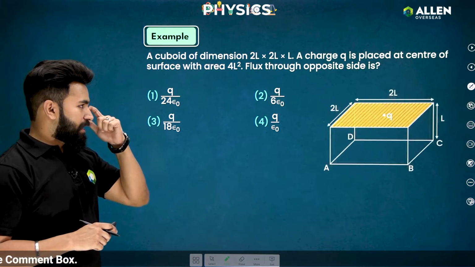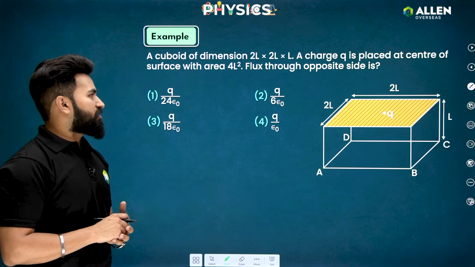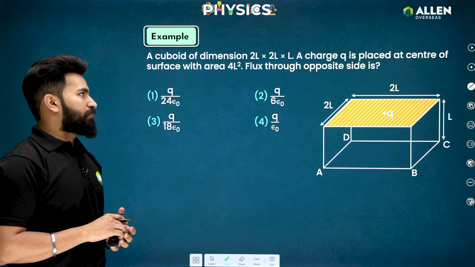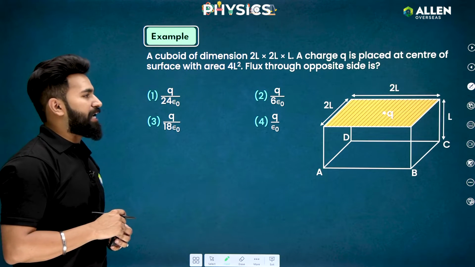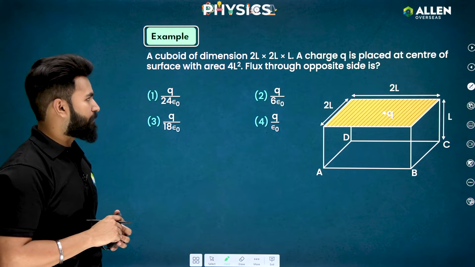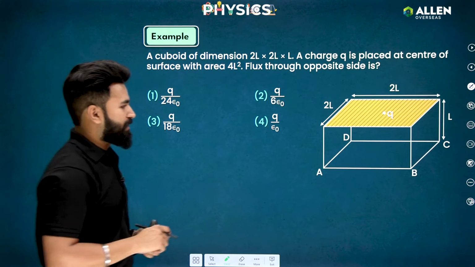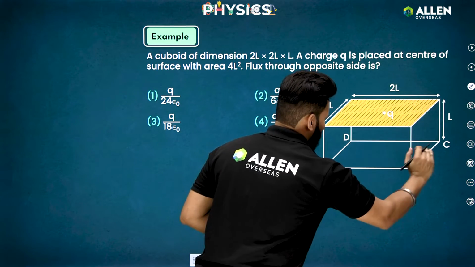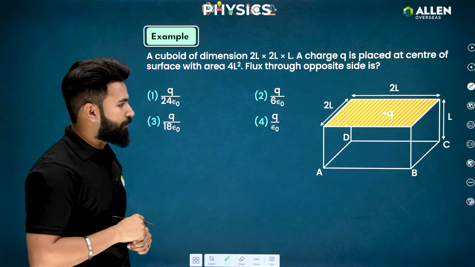Seeing this question now, which is saying that we have a cuboid of dimension 2L cross 2L cross L, and a charge Q is placed at the center of the surface with area 4L square. What will be the flux through the opposite side? That means what will be the flux through this side, which is opposite to the face on which the charge is placed. So how will we be doing it?